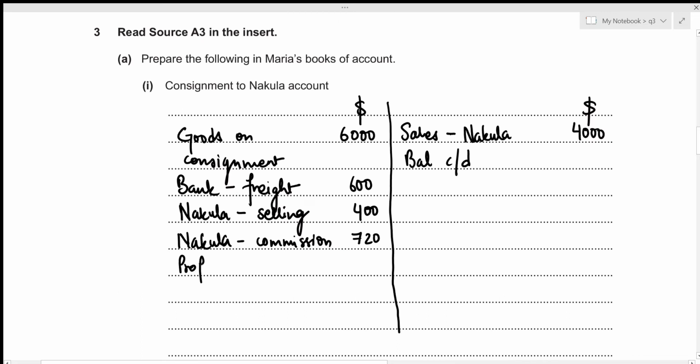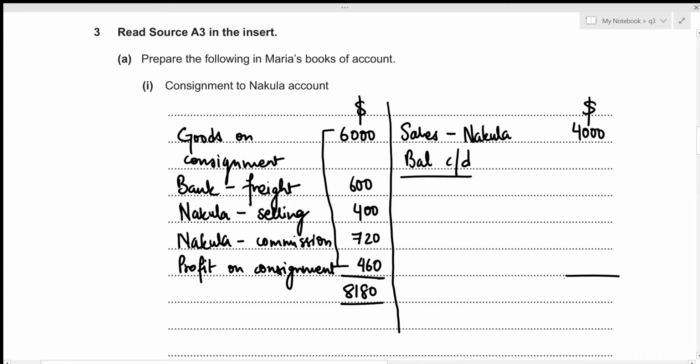Profit on consignment, and this is 460. Okay, we've recorded all of the items to be recorded in the consignment account. So now we just have to figure out our balance CD, which is the value of our closing inventory. And in order to figure it out, we require the total amount. And for that, we will add all of these values for the debit side. So the total is going to be 6,000 plus 600 plus 400 plus 720 plus 460, which results in the value of 8,180. And this total will be the same for credit side as well.